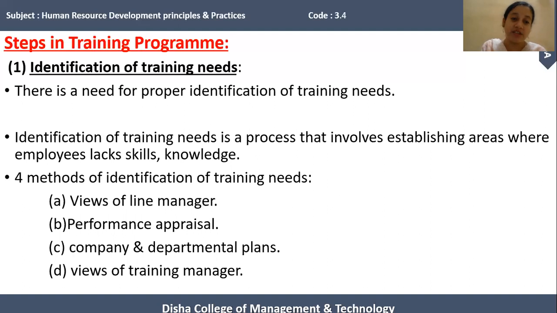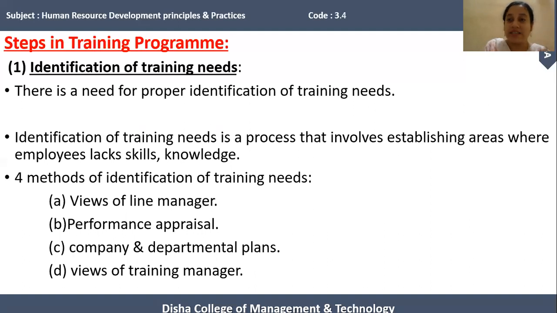So by considering the views of the line manager, the HR department can identify the training needs for human resources. After that, performance appraisal is another method for identification of training needs also. You know well the meaning of performance appraisal.